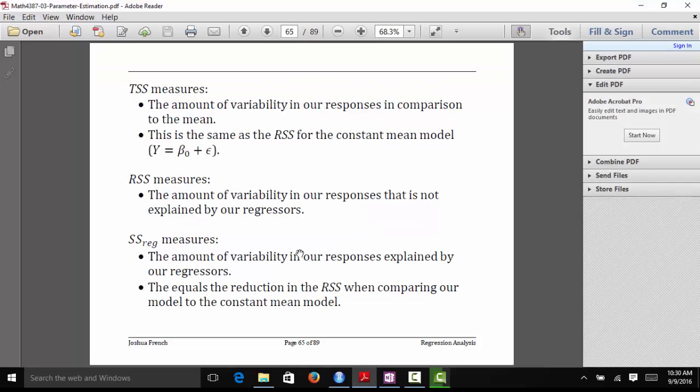And the regression sums of squares is really measuring how much variability was explained by our regressors in comparison to the constant mean model. So what we're doing is we're looking at the results from the constant mean model, we're comparing it to what they are for our fitted model, and we're quantifying how much additional error was explained by adding the regressors to the model.